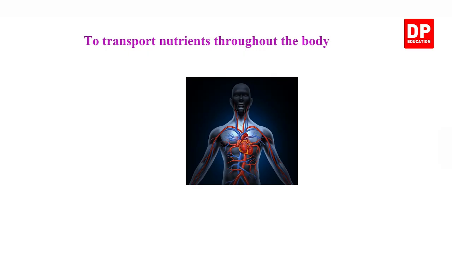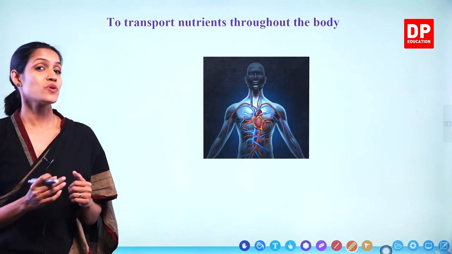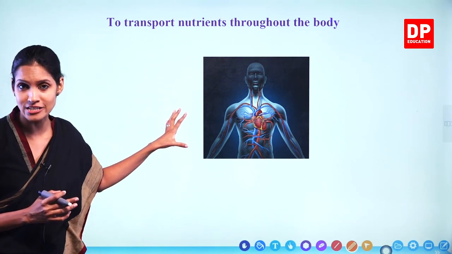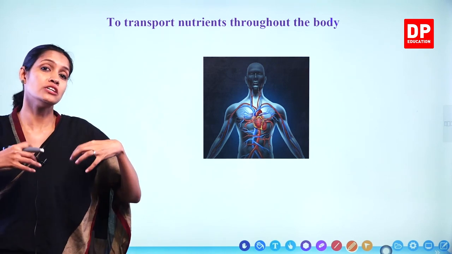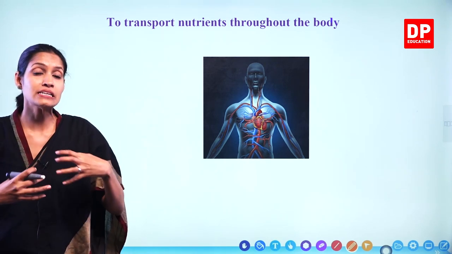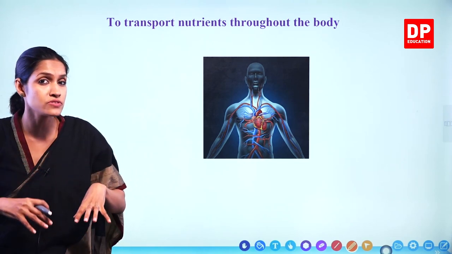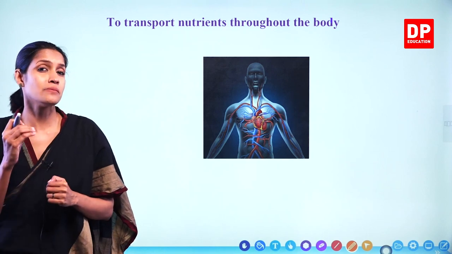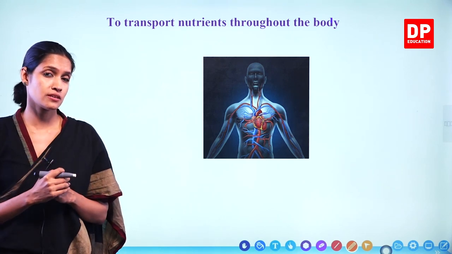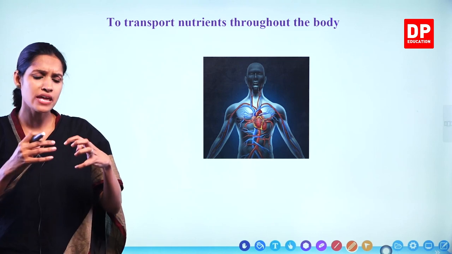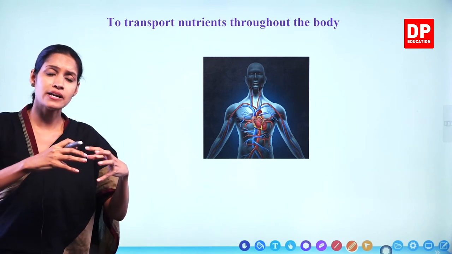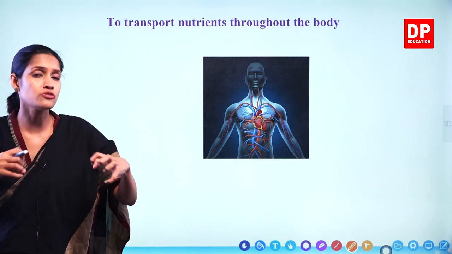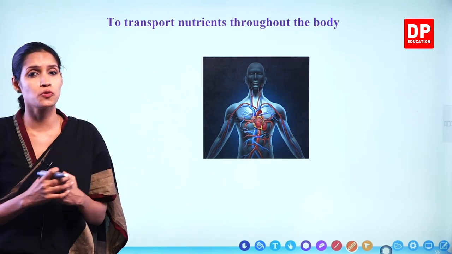To transport nutrients throughout the body. So I already explained to you that nutrients are transported by blood. Okay, so when we eat food, these food particles, they break down in our digestive system. How do they break down, children? With the help of chemical substances called enzymes. Understand? So after breaking down of these large food particles into small pieces, they become nutrients. They break down into nutrients or simple forms.